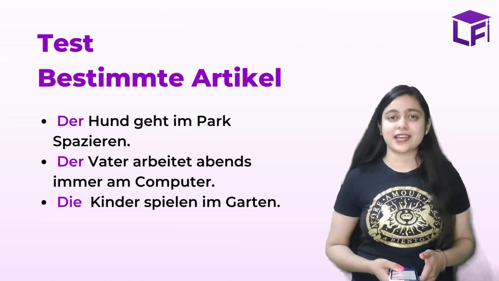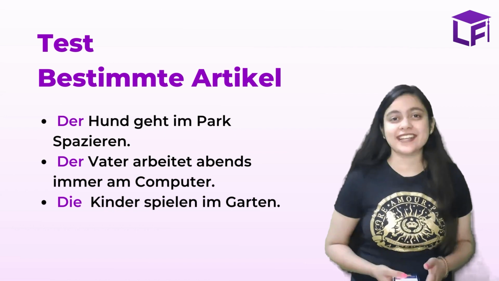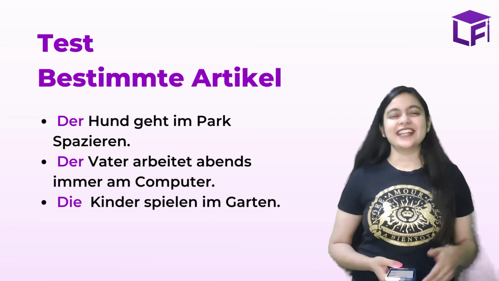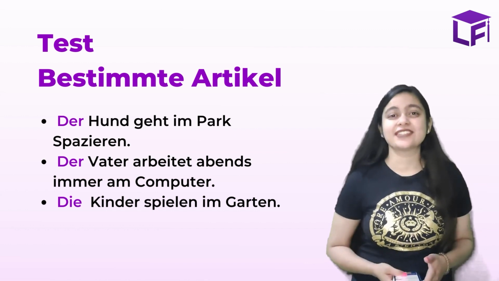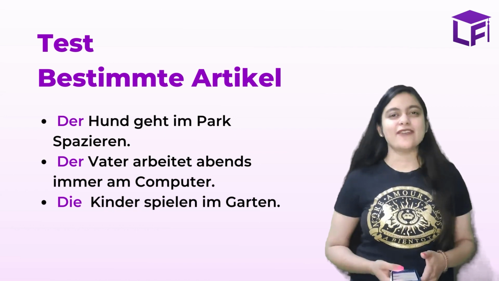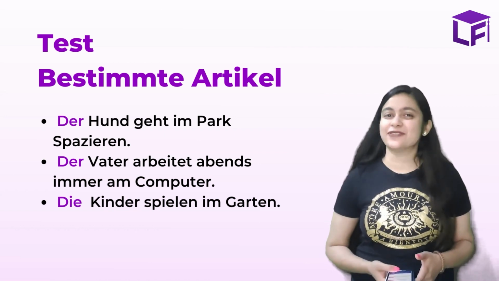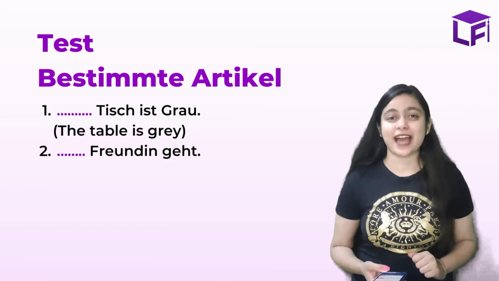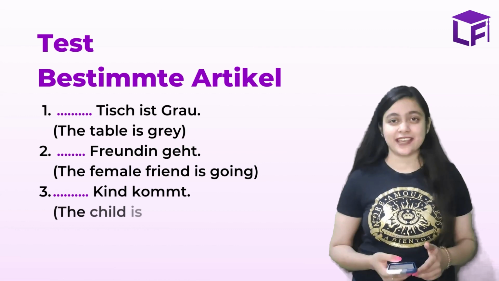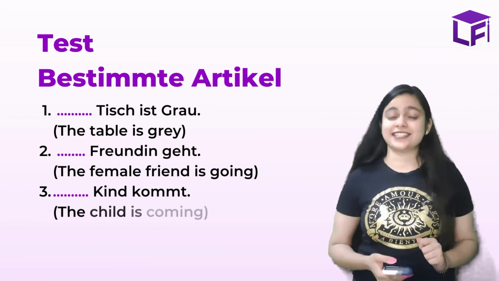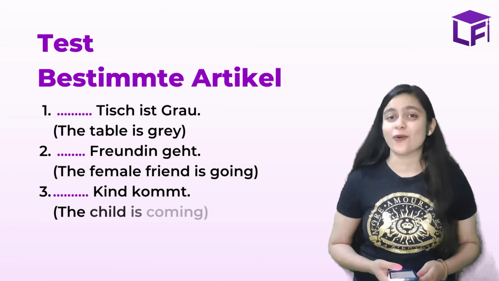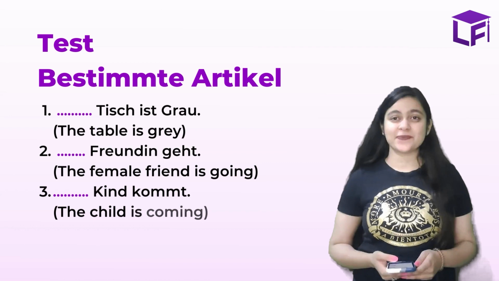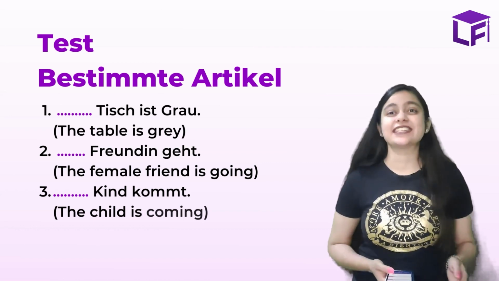Okay, now guys, with that done, let us also test our knowledge of the unbestimmte articles. Like with the bestimmte articles, here I have some sentences for you. Let's see if you can solve these as well. I have full trust in you guys. Let's get on with it. So, the first fill in the blank for the unbestimmte article is dash Tisch ist grau. The table is grey. The time starts now, guys.